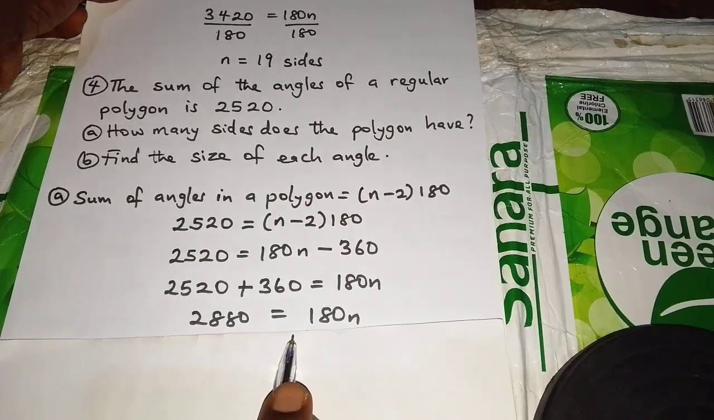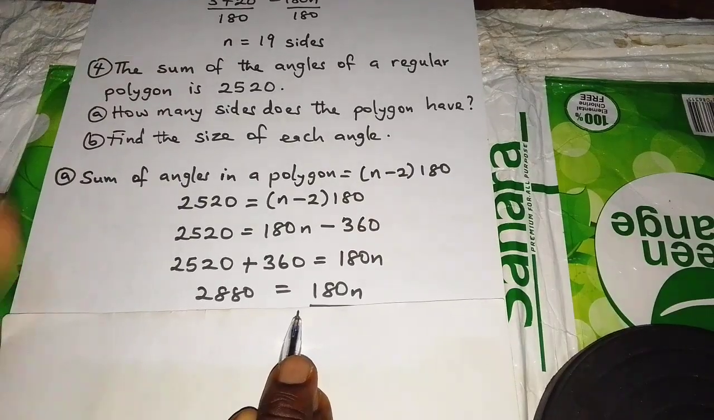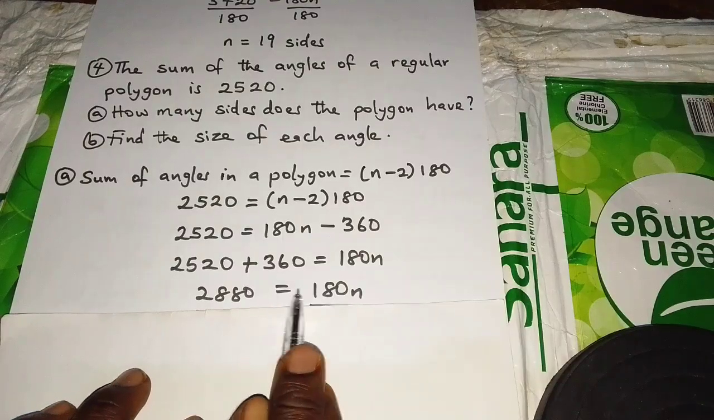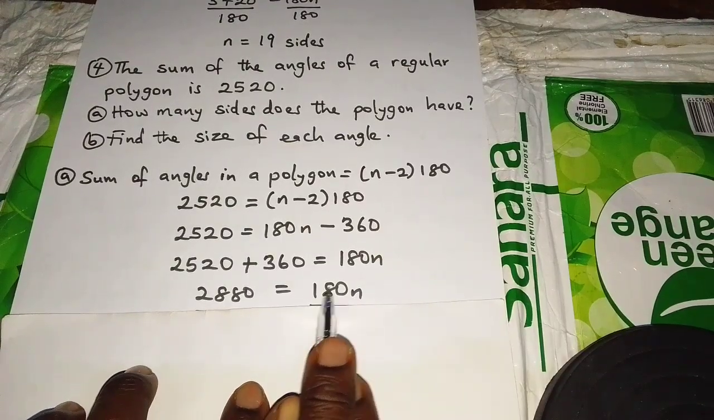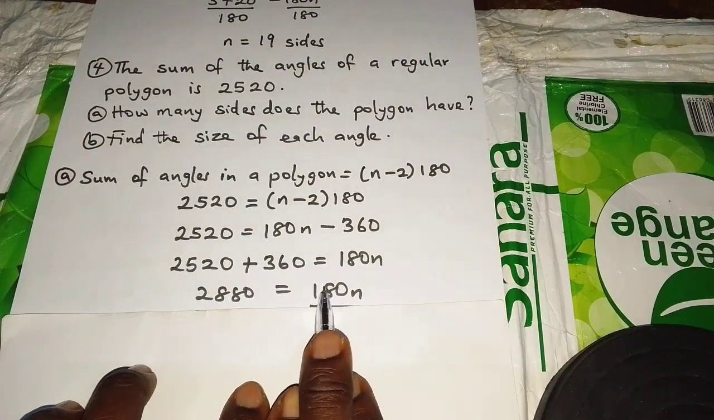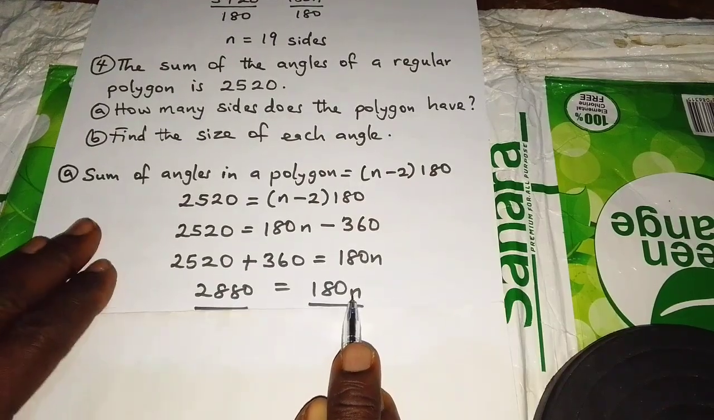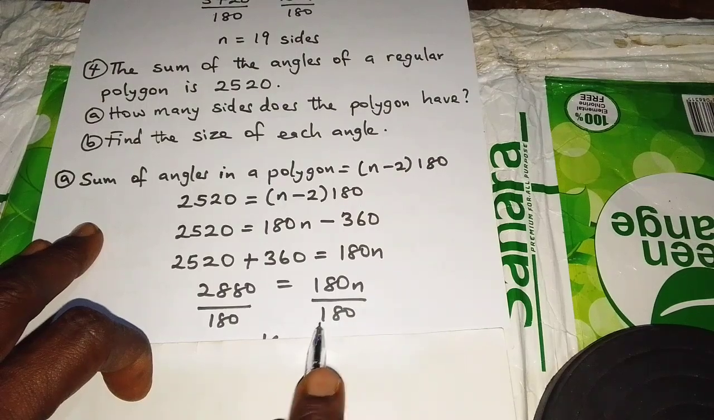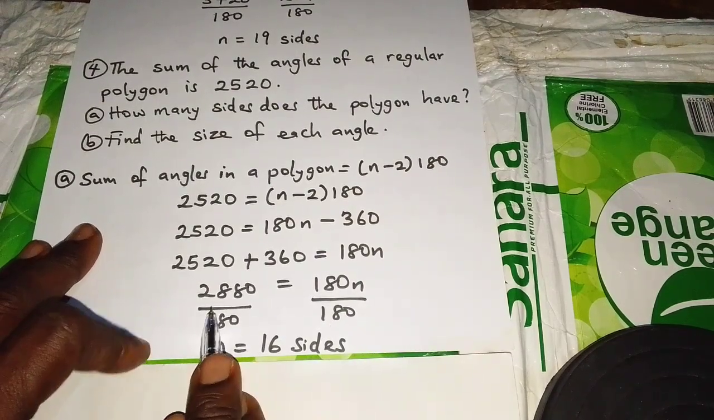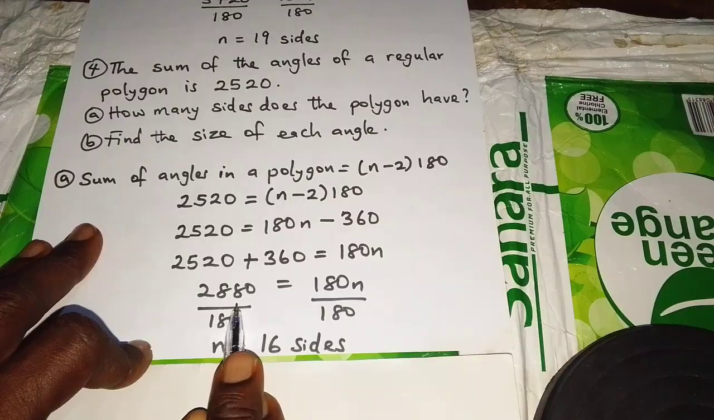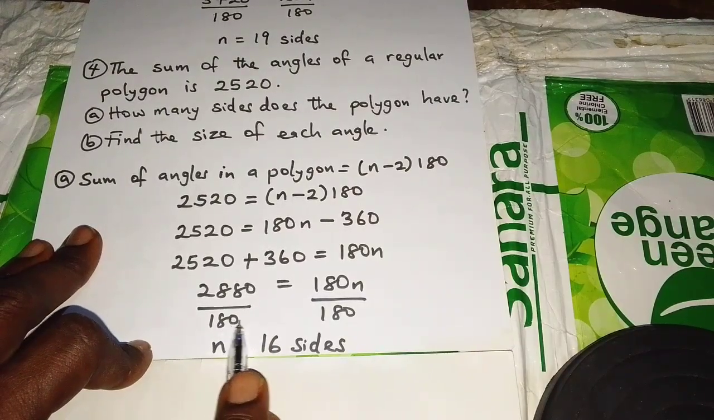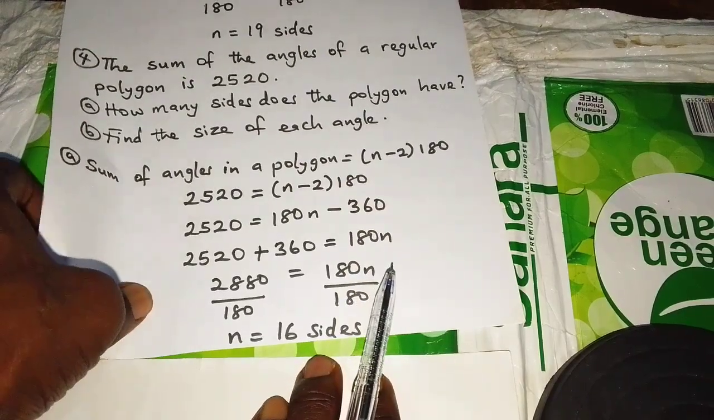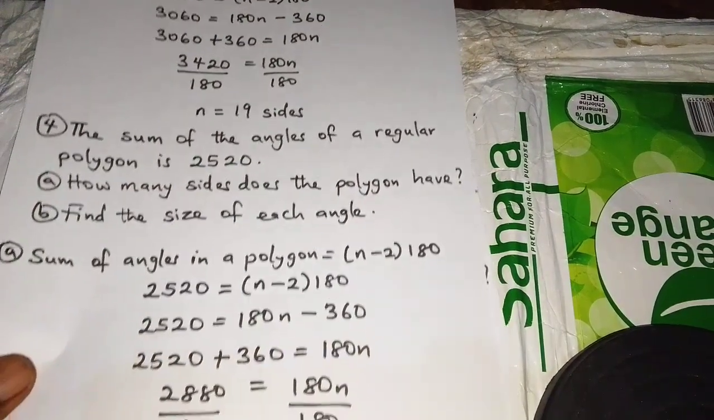So 2520 plus 360 will give you 2880, which is equal to 180n. To get n, you divide both sides by the coefficient of n, which is 180. So 180 divided by 180 leaves n here. 2880 divided by 180 will give you 16 sides. So this particular polygon has 16 sides.